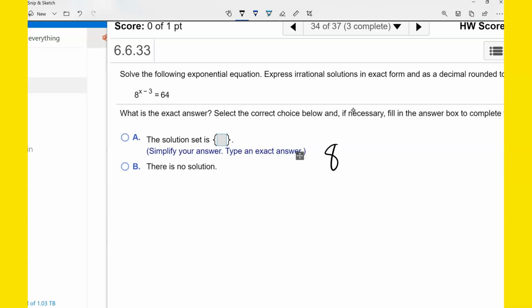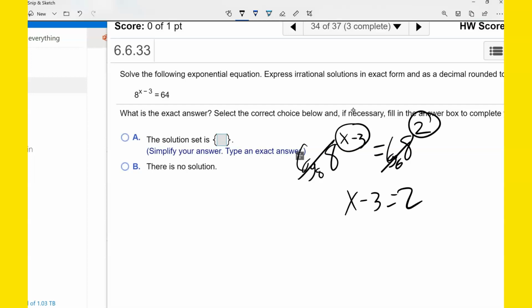So leave the 8 as 8 to the x minus 3. But you can rewrite the 64 as 8 to the what? 8 to the second. Now you've got 8 to this equals 8 to that. That means this and this have to equal each other. So you just set those equal to each other. Or another way to say it is you could do log base 8 on both sides, and it cancels out both of them, so you just get x minus 3 equals 2. And so that's another way you can go about solving problems where you have a common root for the left side and the right side.